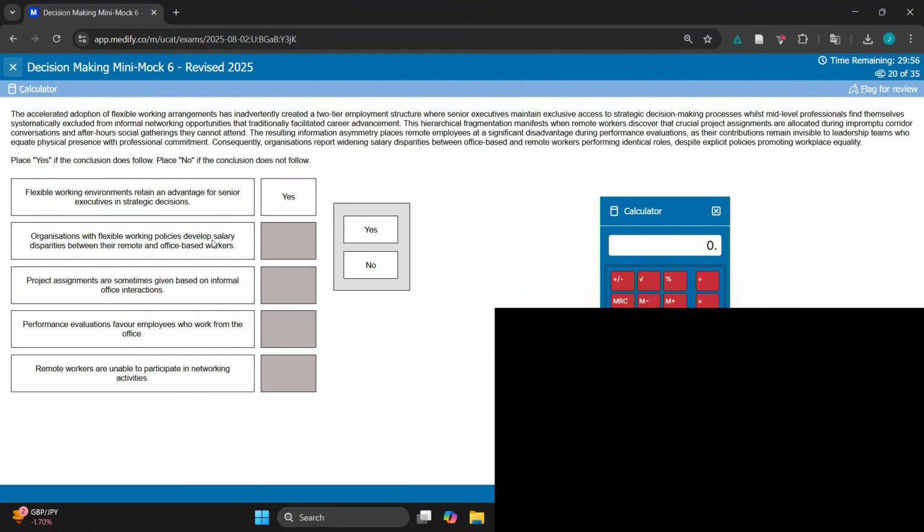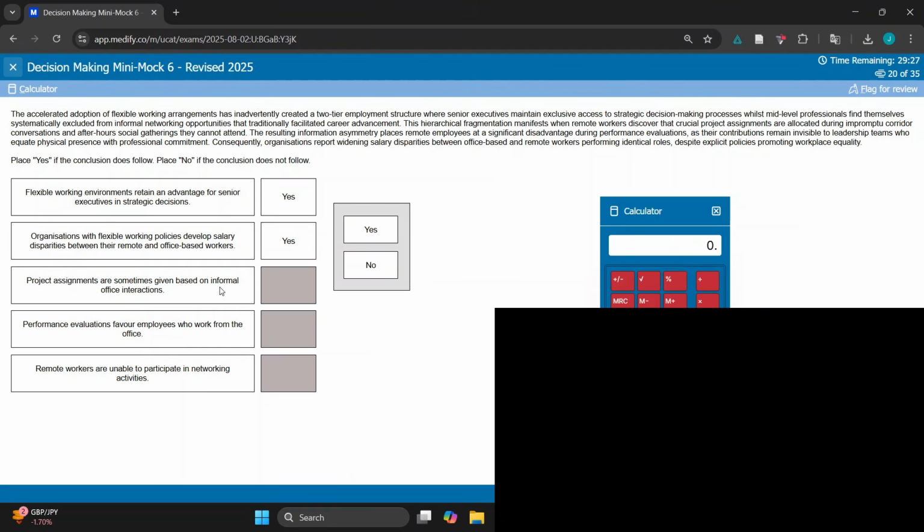Organizations with flexible working policies develop salary disparities between their remote and office-based workers. So, the hierarchical dynamic on remote workers describes that crucial project assignments are allocated during impromptu corridor conversations and after-hours social gatherings they cannot attend. The resulting information gap places remote employees at a disadvantage, as their contribution remains unseen by people who equate physical presence with professional commitment. Organizations report widening salary disparities between office-based and remote staff performing identical roles, despite explicit policies promoting workplace equality. I would say yes here.